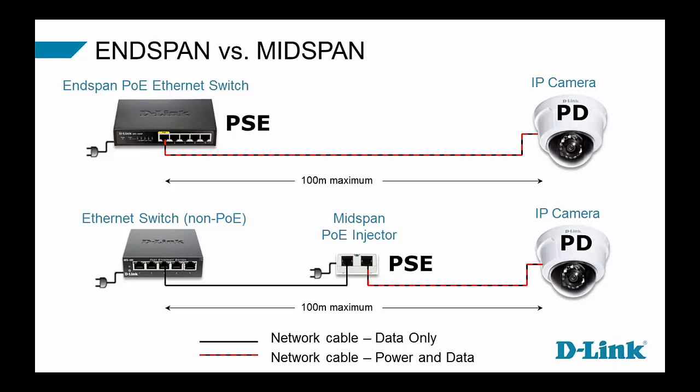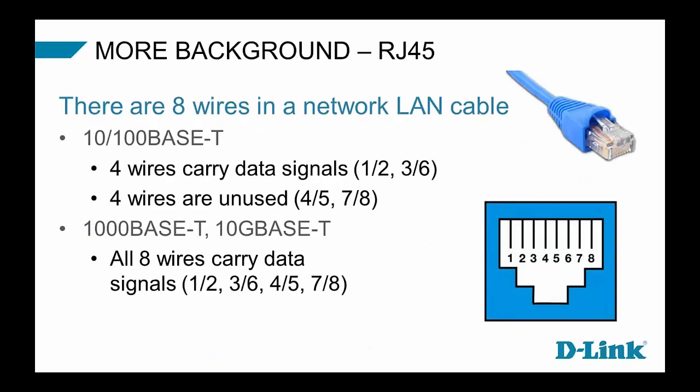And then somewhere along that 100-meter Ethernet link, we have a mid-span PoE injector. So we go into the PoE injector with the data, we come out of the injector with the data and the power. So again, signified by the dashed red and black line. So in this case, the PSE, the power sourcing equipment, is actually the PoE injector that's in the middle of the Ethernet link somewhere. And again, the PD is the IP camera.